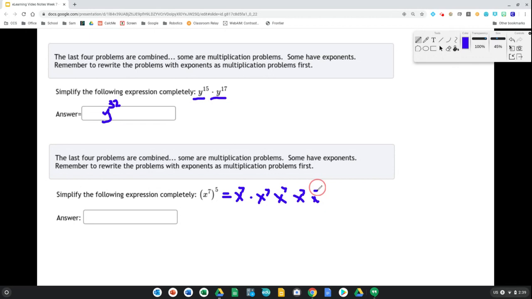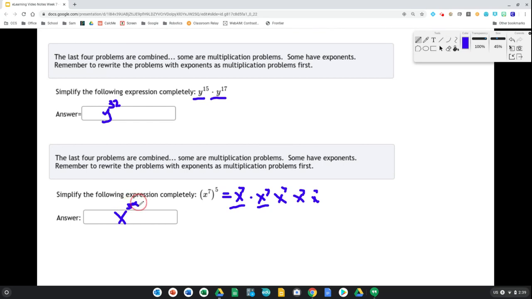When I look at that problem, how many x's have I written down altogether? Well, I've written down 7 from the first group, 7 from the second group, 7 from the third, 7 from the fourth, 7 from the fifth. If I add up 7 plus 7 plus 7 plus 7 plus 7, that's a total of 35. And so my answer would be x to the 35th.